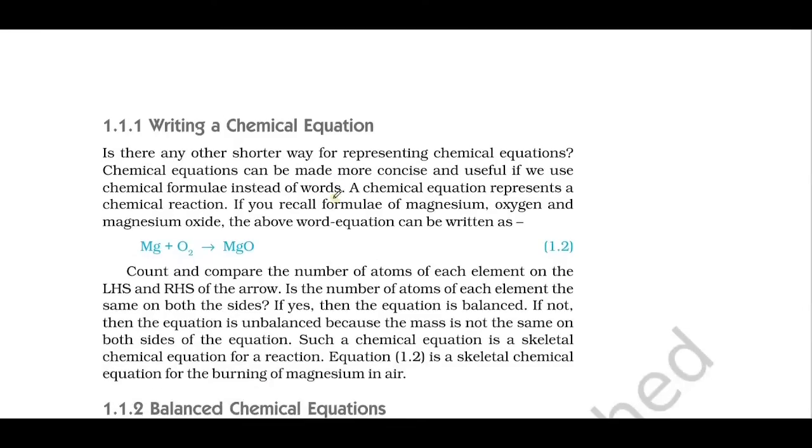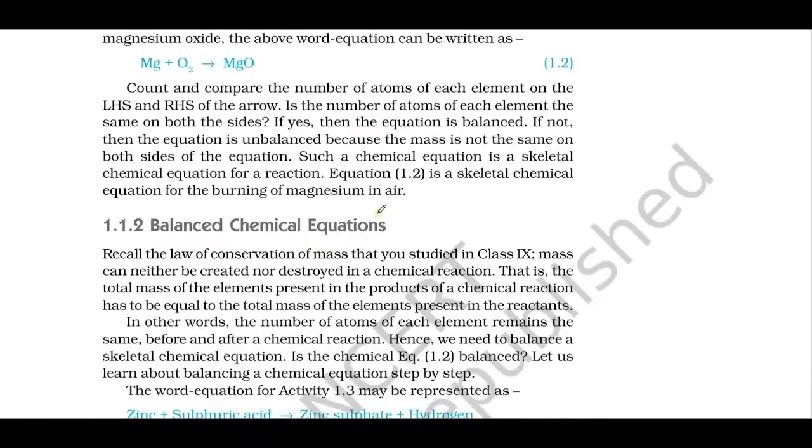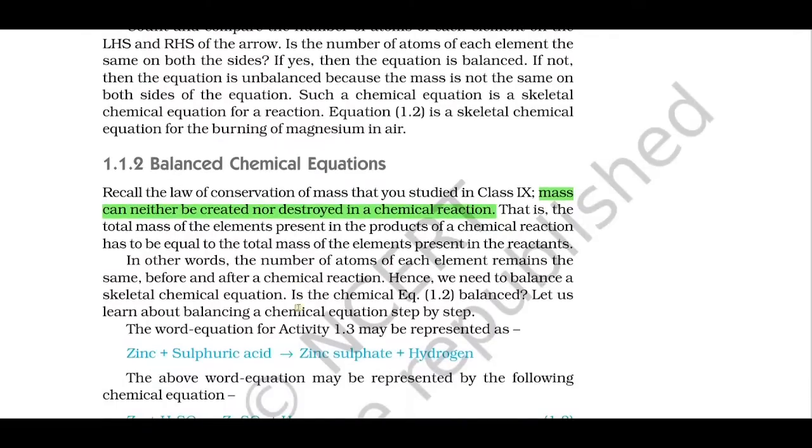Writing a chemical equation using symbols and also balancing a chemical equation is very important, because we know that by the law of conservation of mass, mass can neither be created nor destroyed in a chemical reaction. Because of that, the number of atoms present on the reactant side should be equal to the number of atoms present on the product side. On the LHS and the RHS, the number of atoms should be the same. Hence, the chemical equation must be balanced.